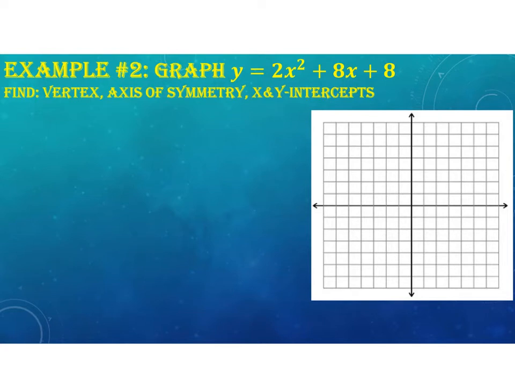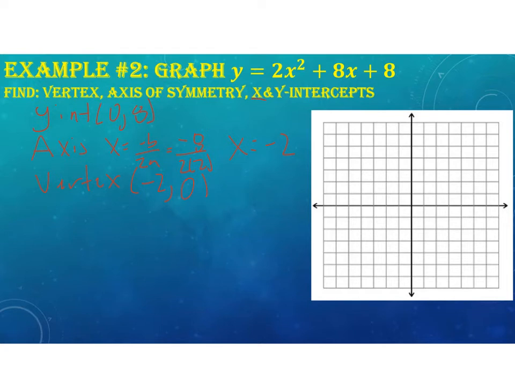Example 2, we're going to find the same things, but we're also going to add in finding the x-intercepts. Start with the basic ones. Y-intercept, same thing. It's the value of c, so 0, 8. Axis of symmetry, that's x equals negative b over 2a. That gives me negative 8 over 2 times 2. So my axis of symmetry is x equals negative 2. Vertex, we have the x value. To find the y value, plug in negative 2. You can use your calculator or you can do it by hand. What you end up finding is 0.